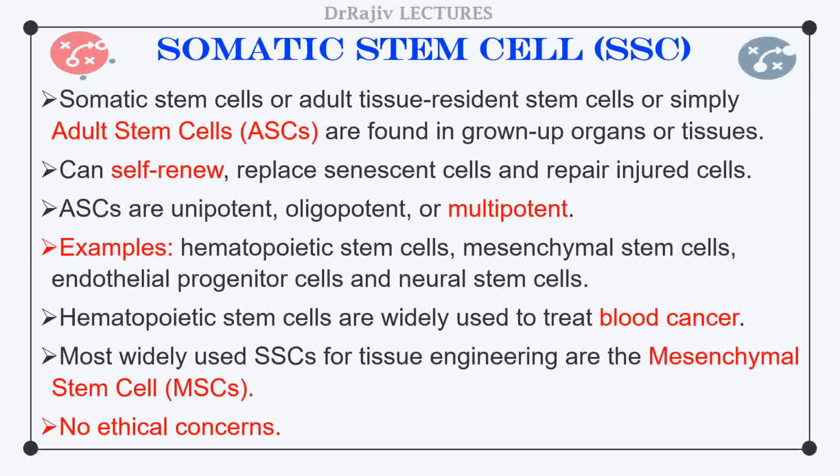The best examples of somatic stem cells are hematopoietic stem cells, mesenchymal stem cells or stromal cells, endothelial progenitor cells, and neural stem cells. The hematopoietic stem cells are widely used for treatment of hematological malignancies. The most widely used somatic stem cell type for tissue engineering and regenerative therapy is the mesenchymal stem cell. Because the isolation of adult stem cells does not result in loss of any life, research involving adult stem cells does not raise any ethical concerns.